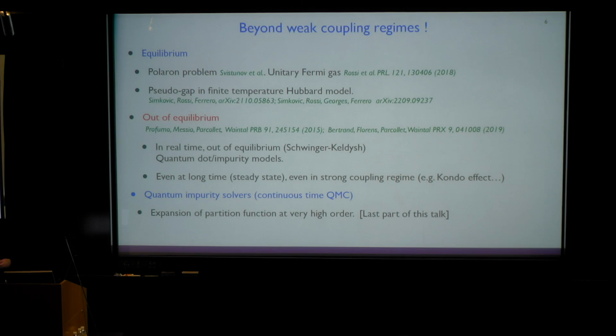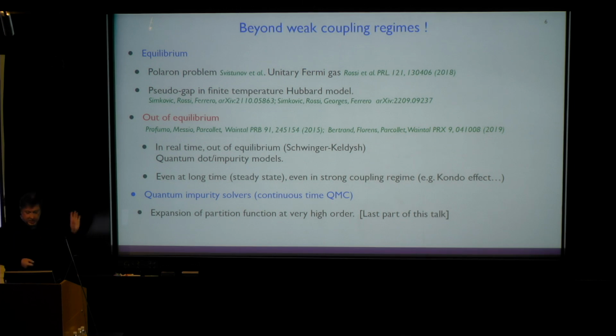And today I will discuss a different problem on which I've been working over the last years, meaning an out of equilibrium problem, and I will start with a simpler problem, a quantum dot, or an impurity model, pushed out of equilibrium. You put a dot, you put current through it, and you push it out of equilibrium. And what I will show you is that these perturbative techniques work even at long time. There's no time limit. In steady state, even in strong coupling regime. You can capture the Kondo effect and many of the physics.